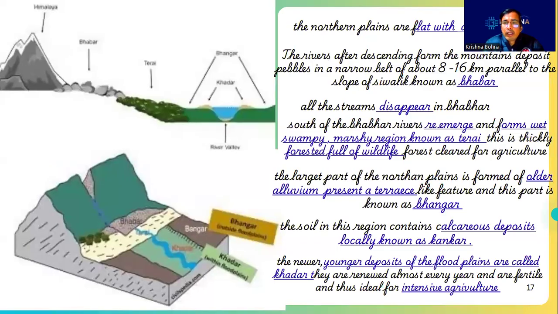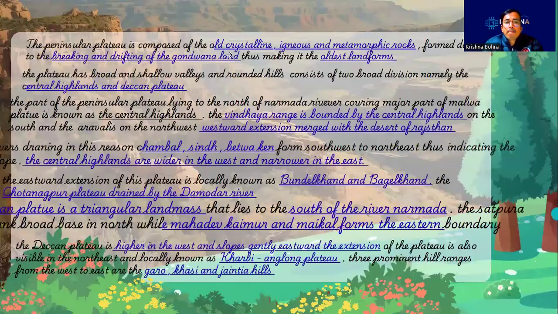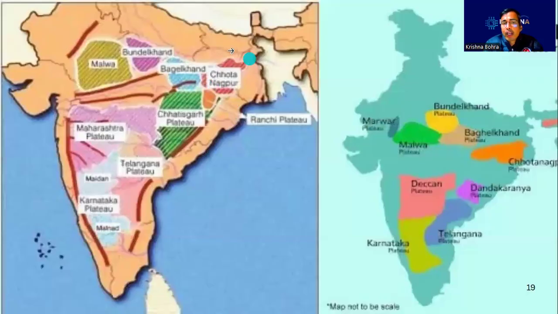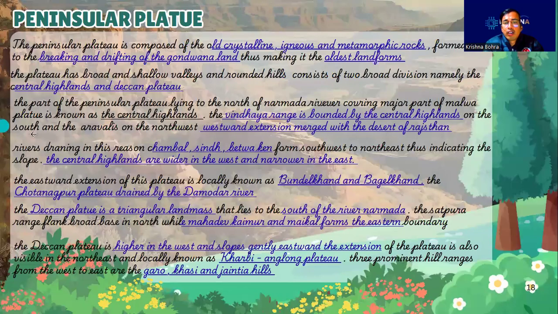One important thing that please do remember: Chota Nagpur Plateau is not part of the Central Highland. It is part of the eastern highland, but not part of the Central Highland. The eastward extension of this plateau is locally known as Bundelkhand and Baghelkhand, and the Chota Nagpur Plateau is drained by the Damodar River.